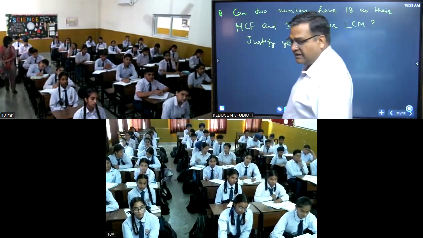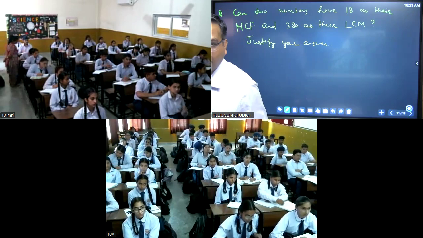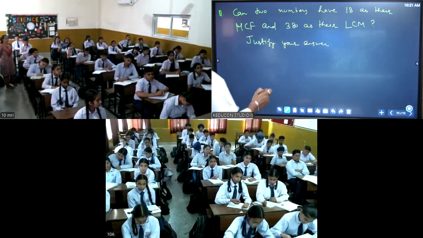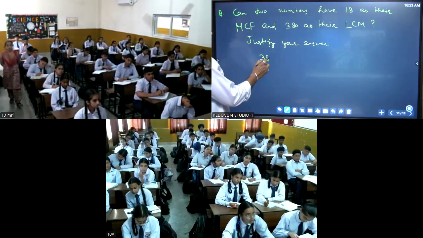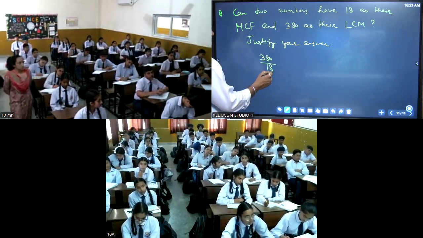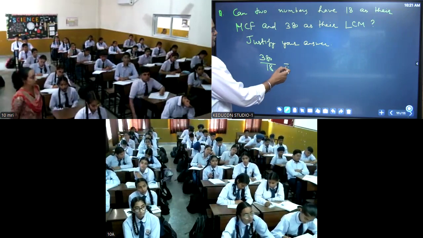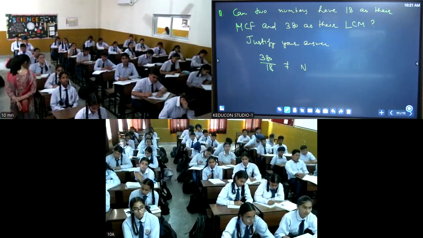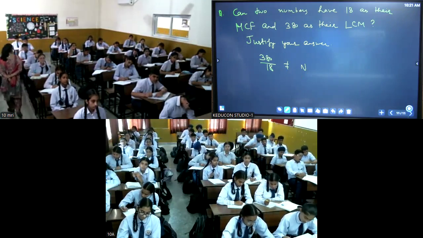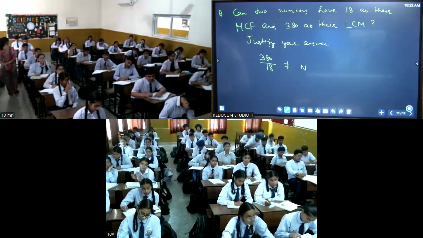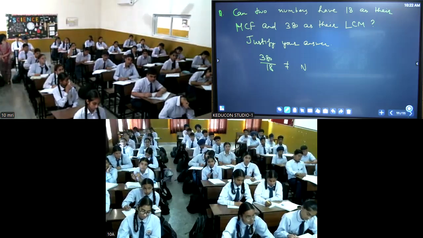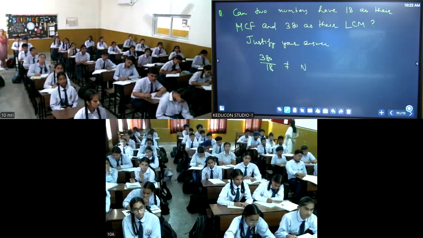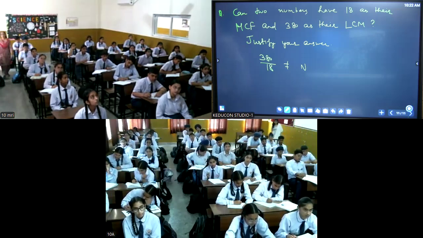Is 380 a multiple of 18? You have to divide 380 by 18, right? Which is not equal to a natural number. It is not a natural number. Yes. Therefore, LCM is not a multiple of HCF. Therefore, this information is not correct. Right, beta?